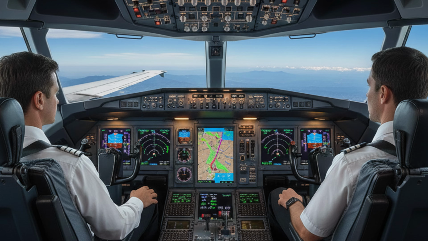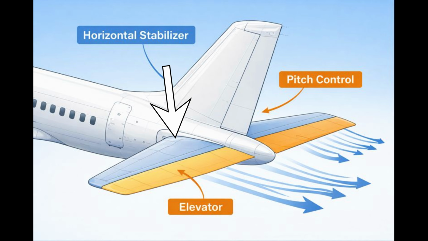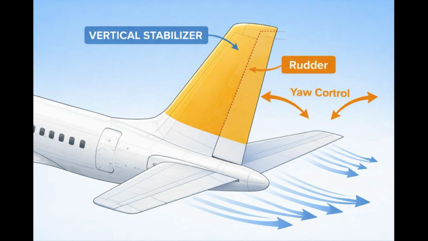The third one is horizontal stabilizer. Horizontal stabilizer prevents unnecessary pitching motion. The fourth one is vertical stabilizer. Vertical stabilizer prevents unnecessary yawing motion.